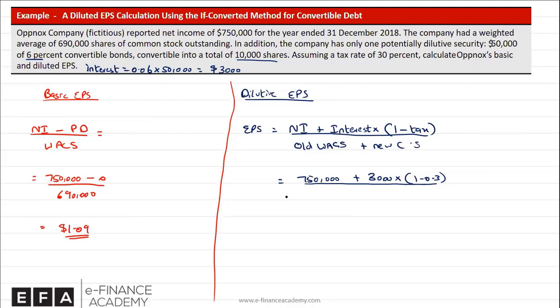Divided by old shares, which are 690,000, while new shares are around 10,000. And with this, what we get is earnings per share of around $1.07. So if you make a comparison, it is actually dilutive, and both basic and diluted EPS would actually be reported.